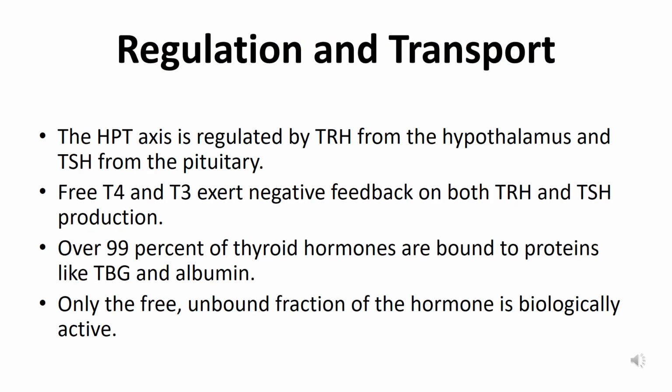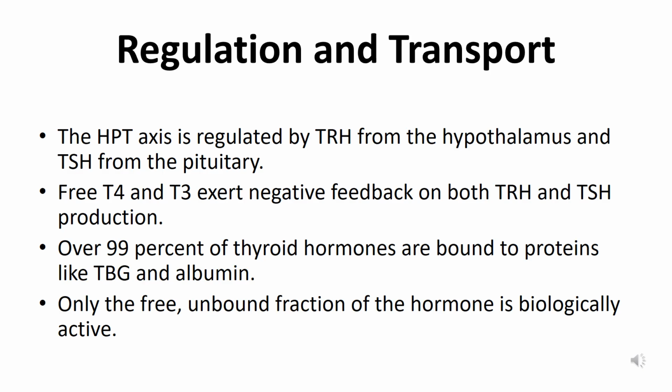The regulation of thyroid hormones depends on a carefully controlled endocrine feedback system called the hypothalamic pituitary thyroid axis, or HPT axis. This system constantly monitors thyroid hormone levels and adjusts hormone production to maintain metabolic balance throughout the body. Everything begins in the hypothalamus, a regulatory center located in the brain. The hypothalamus releases thyrotropin-releasing hormone, commonly called TRH.